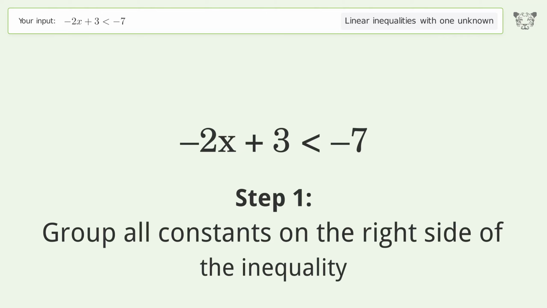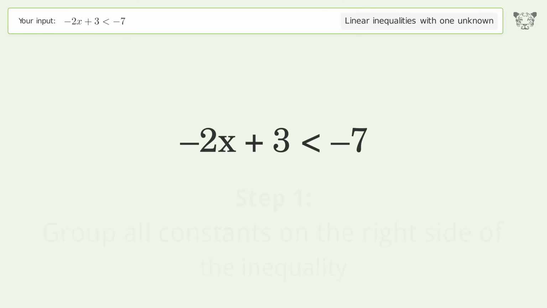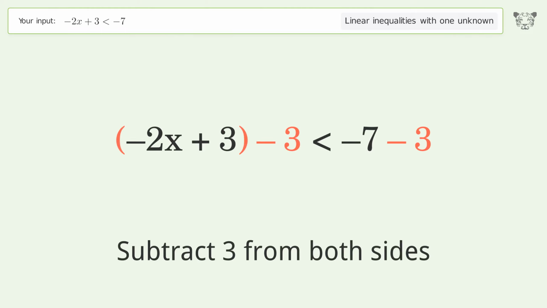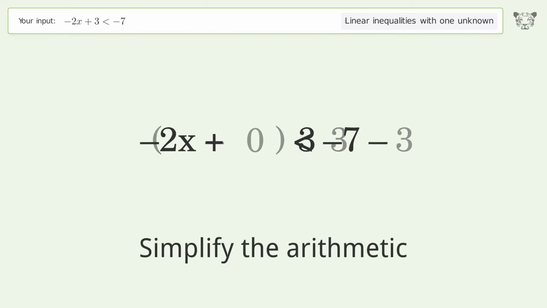Group all constants on the right side of the inequality. Subtract 3 from both sides. Simplify the arithmetic.